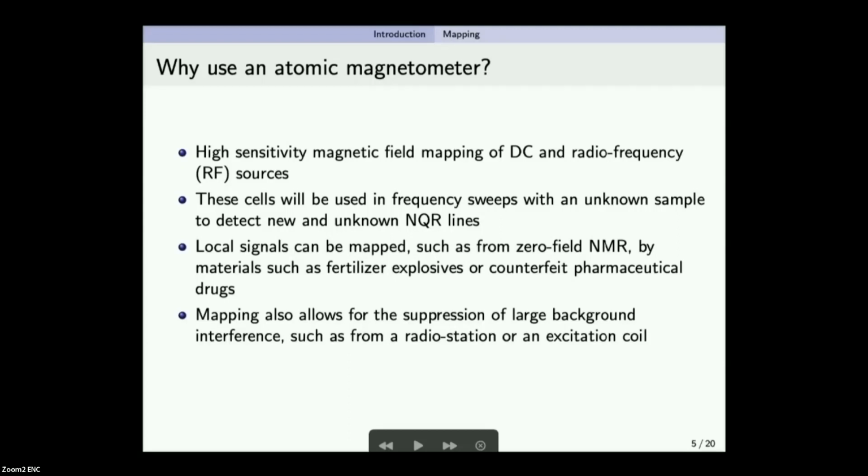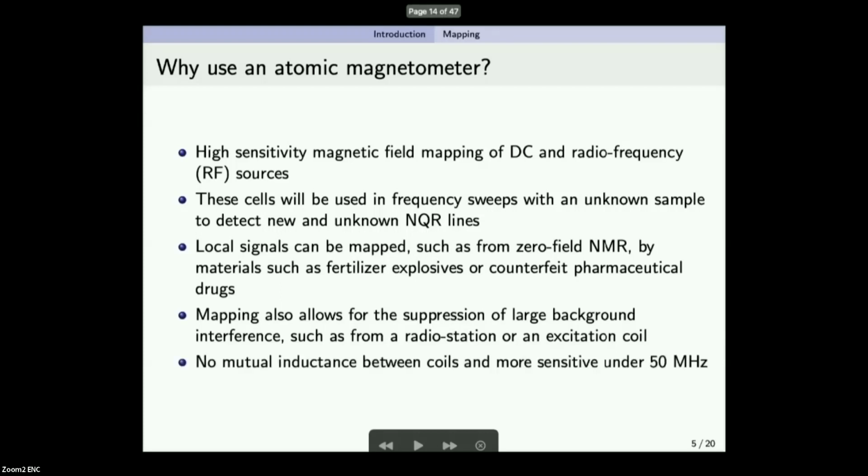So we had previously a very, very large magnetic field from a local radio station that was just ruining all of our signals, and we were able to do some subtraction to get rid of it. And another benefit is below 50 megahertz, they are intrinsically more sensitive than coil detectors, and they're not coupled with anything in the environment as well.